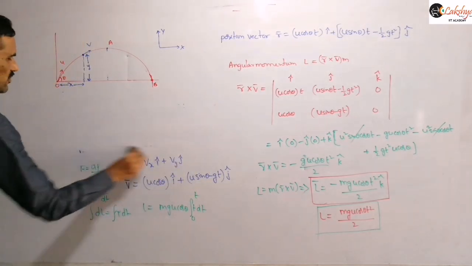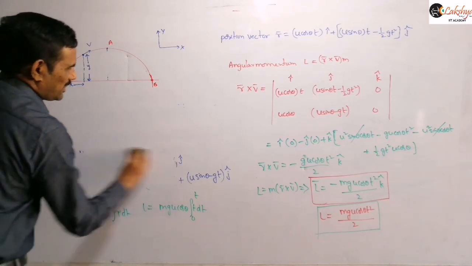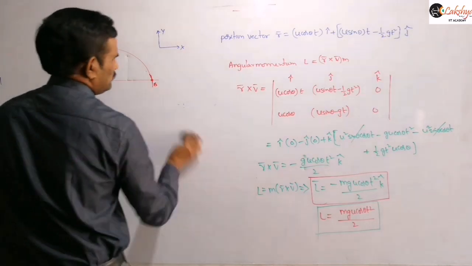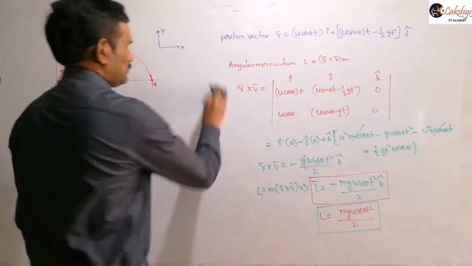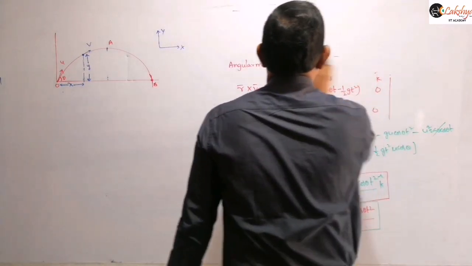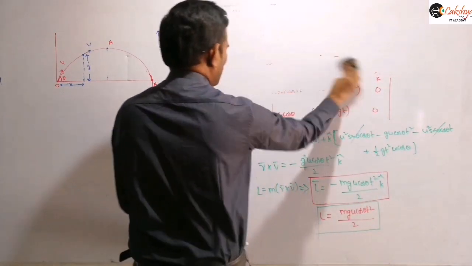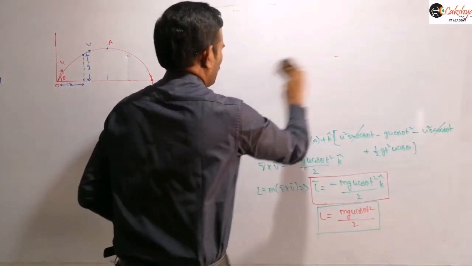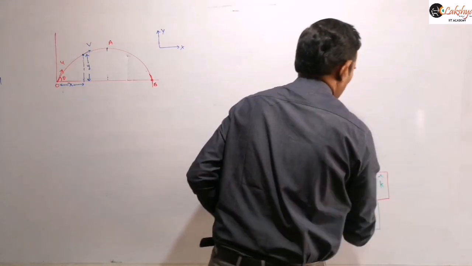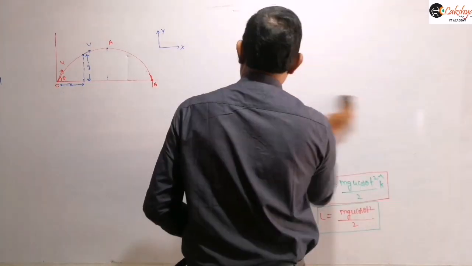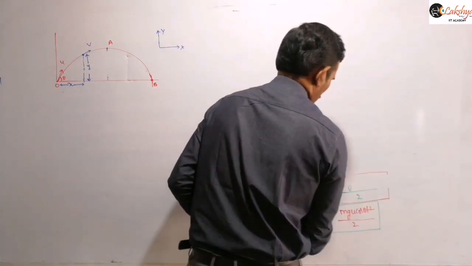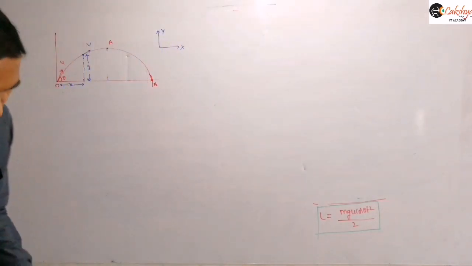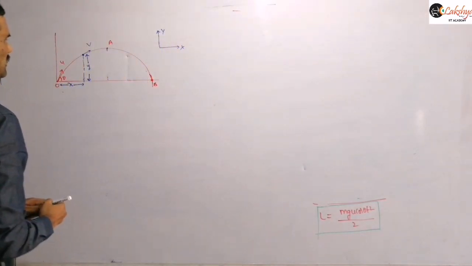So let us write the angular momentum when it is at the highest point. Highest point means in this expression again you can substitute that t value there to get the angular momentum at the highest point. So that is our expression here.